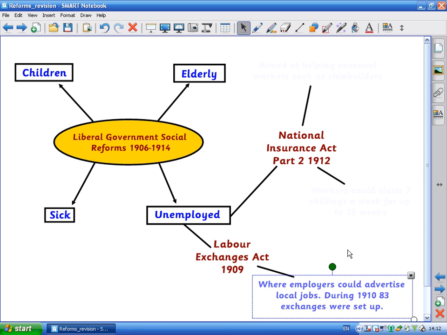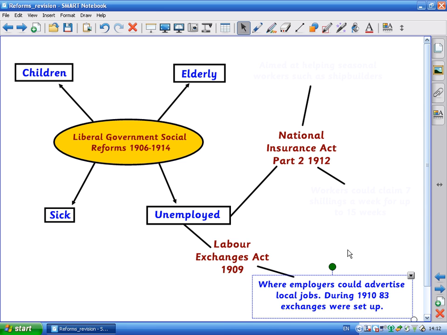Now this is where employers could advertise local jobs, and during 1910 83 exchanges were set up. Basically, if you were somebody out of work and looking for work in your local area, before the labour exchanges you'd have to traipse around the area looking in individual steel works or coal mines or factories or wherever you wanted to go, and it could take you a whole day to go around 4 or 5 different places in your local area. With the labour exchange it meant that you could advertise centrally. It's rather like a modern day job centre.